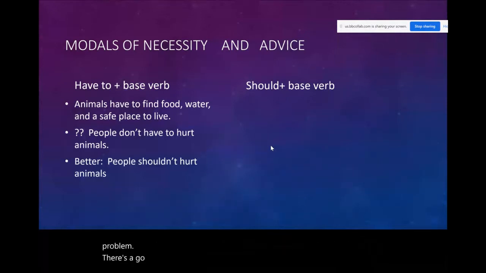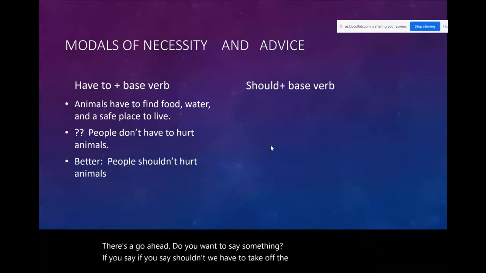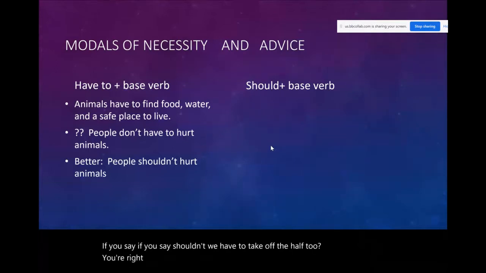Do you want to say something? I want to change "don't" to "shouldn't." Okay. Well, if you say "shouldn't," we have to take "have to" off. Oh, yeah, you're right. People shouldn't hurt animals.